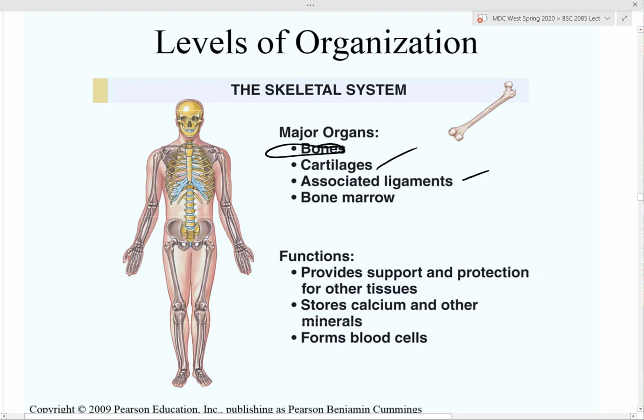What do we use ligaments for? Well, ligaments is what connect a muscle. So this is a muscle, guys. Take my word for it. Right? To the bone. Okay? Ligaments is bone to muscle or muscle to bone.